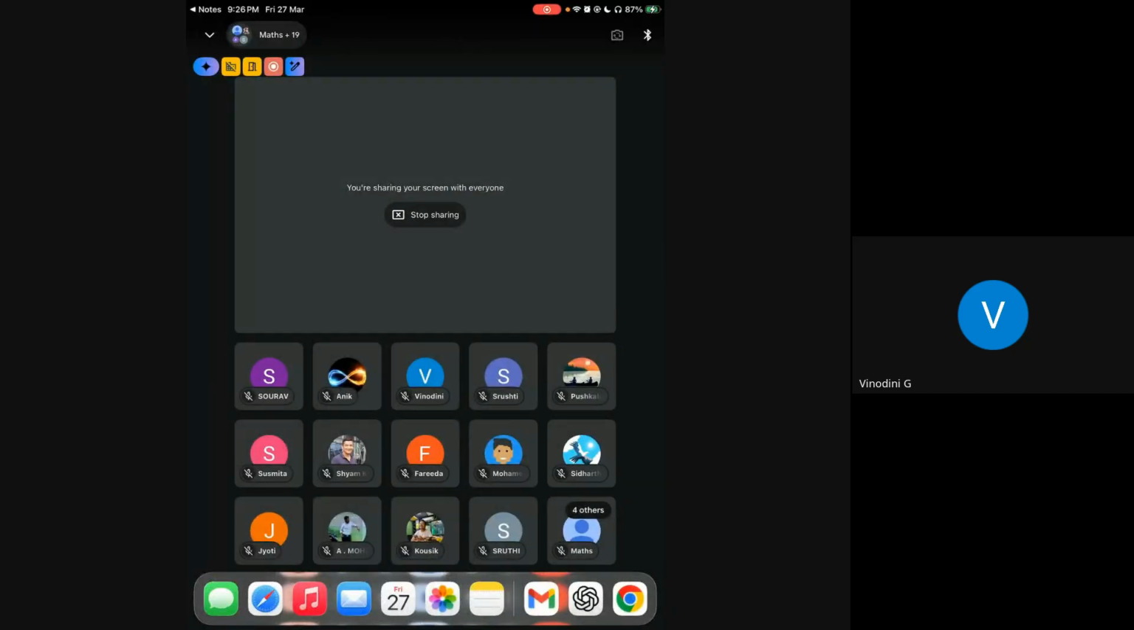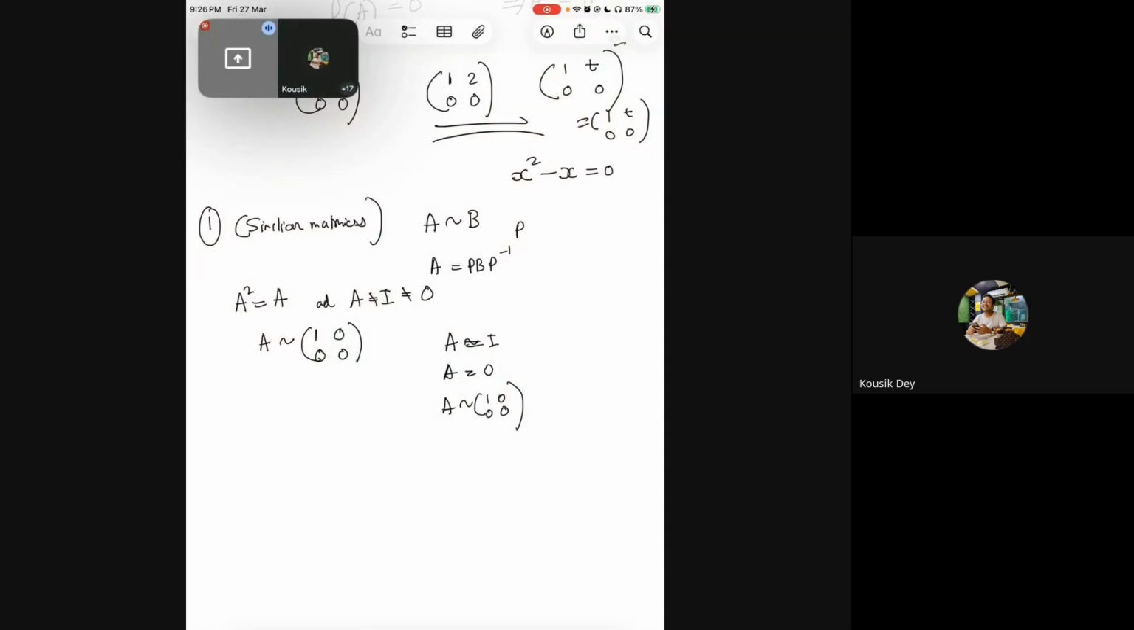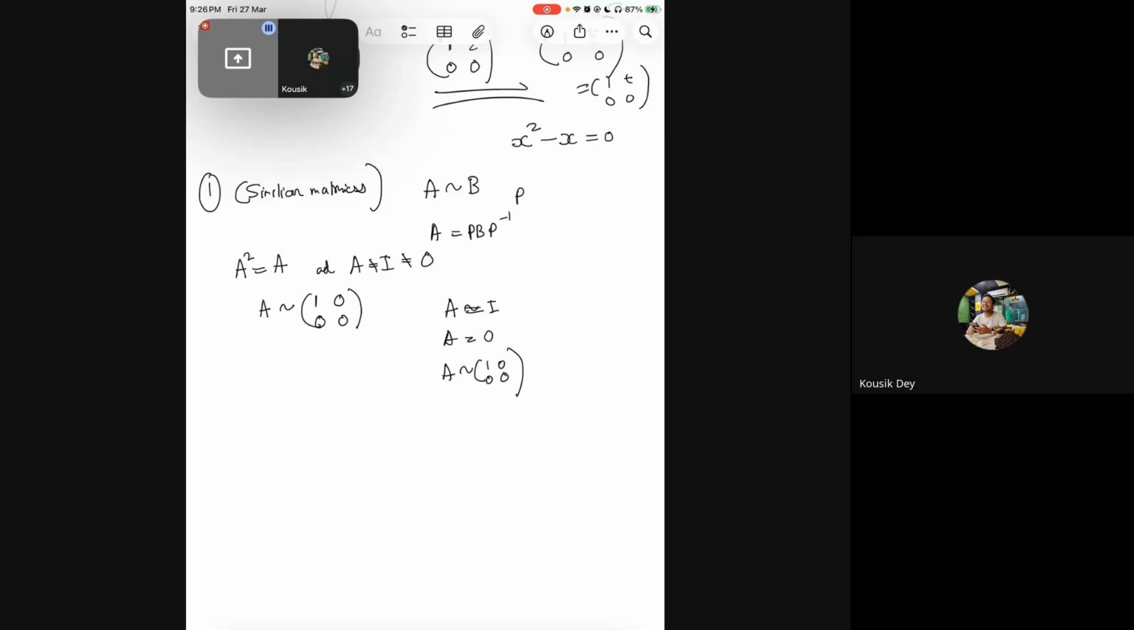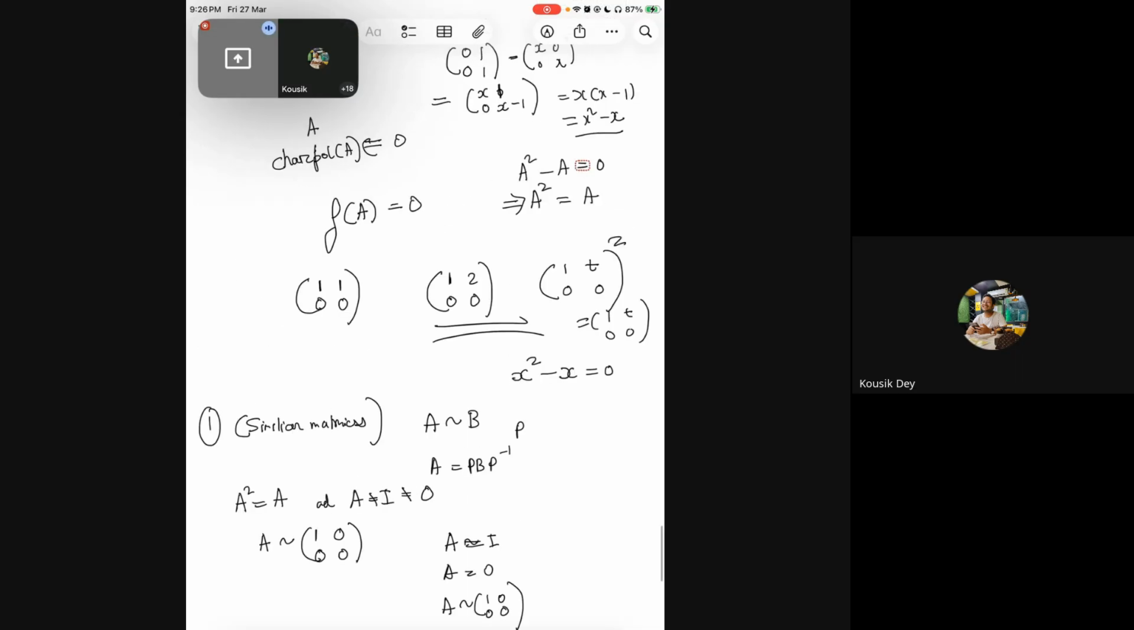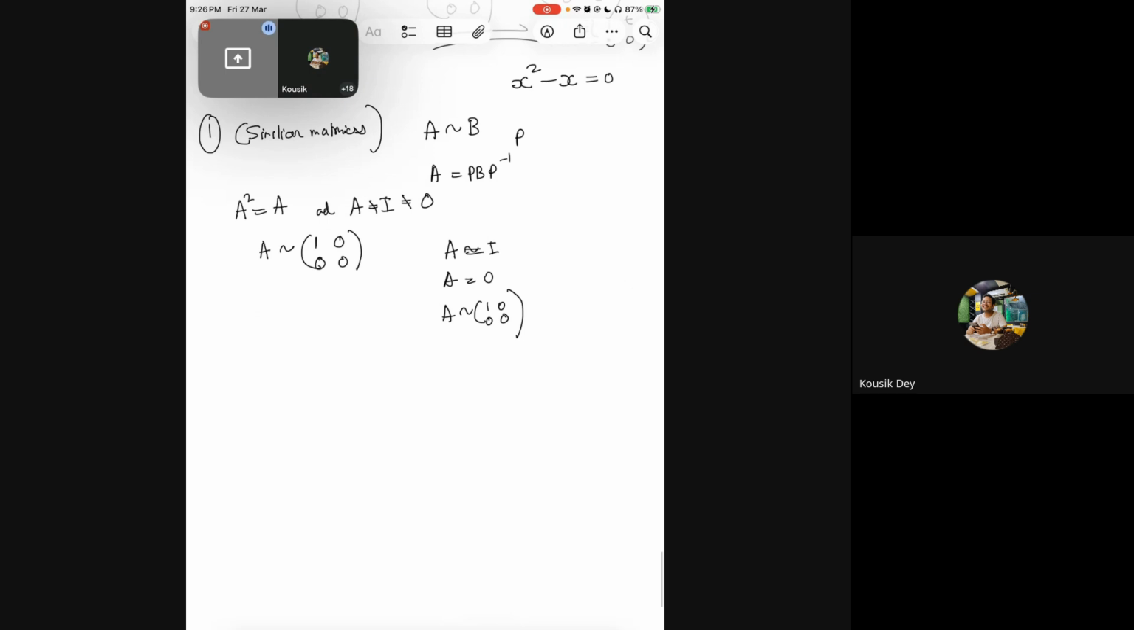Okay, so someone else who has seen minimal polynomial. Okay, Kaushik, can you hear me? Yes, sir. Okay, so you know that this is similar to [1, 0; 0, 0], similar to I, similar to 0. So what I'm asking is, can you tell me what are the possible traces of this matrix if A squared equals A?